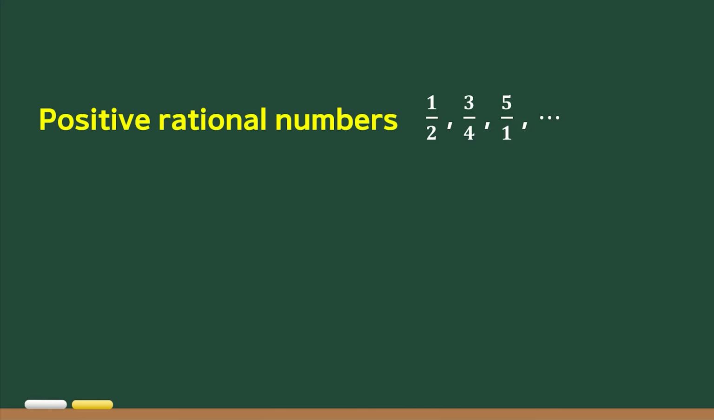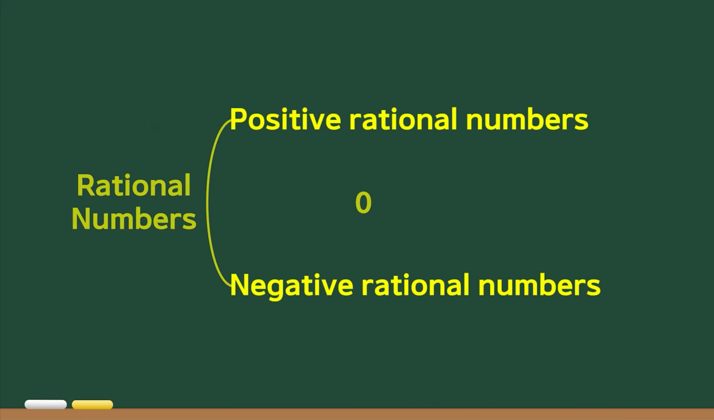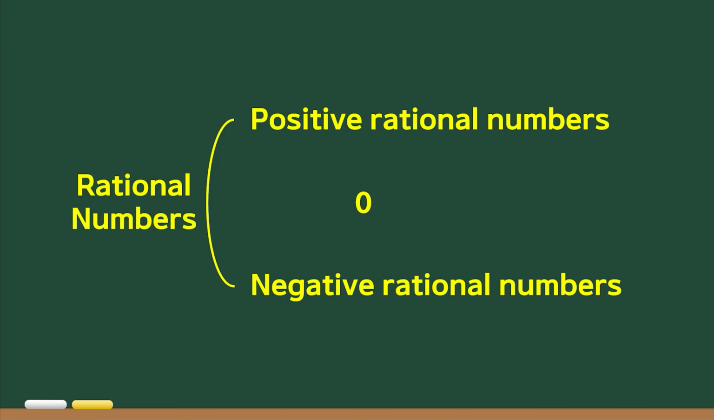Now, let's go one step further. Fractions such as 1/2 and 3/4 are positive rational numbers. If we place a negative sign in front, like negative 1/2 or negative 3/4, they become negative rational numbers. Positive rational numbers, 0, and negative rational numbers together are called rational numbers. And just like positive integers, the positive sign is usually omitted.